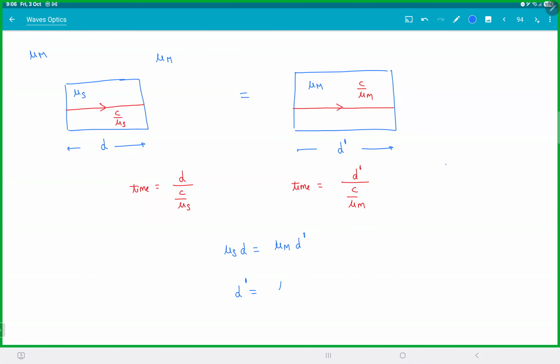What is the meaning of this? A light ray which is going inside the slab will feel as if it has traveled a distance of d dash in the medium, isn't it? The time taken for a light ray in a slab is equal to the time taken for a light ray in a medium. This distance is d and this is d dash. So this is something like an equivalent length for a slab. You can replace the slab with this much distance and you can solve the problems.